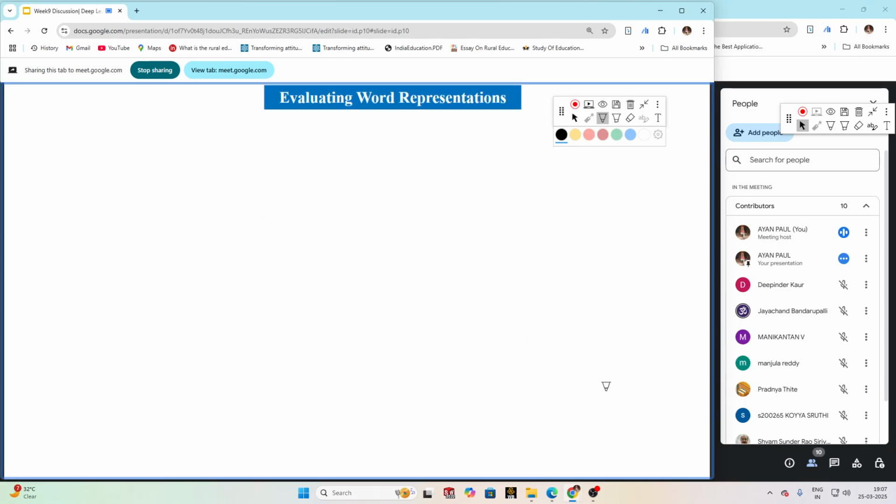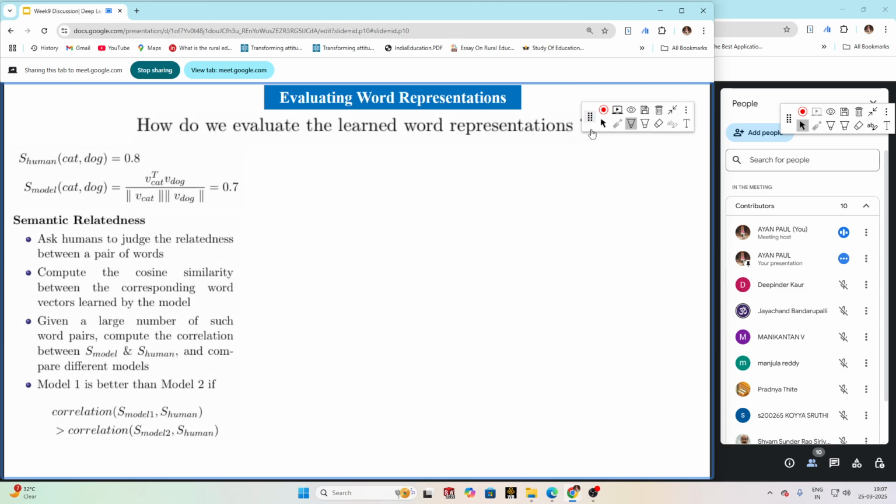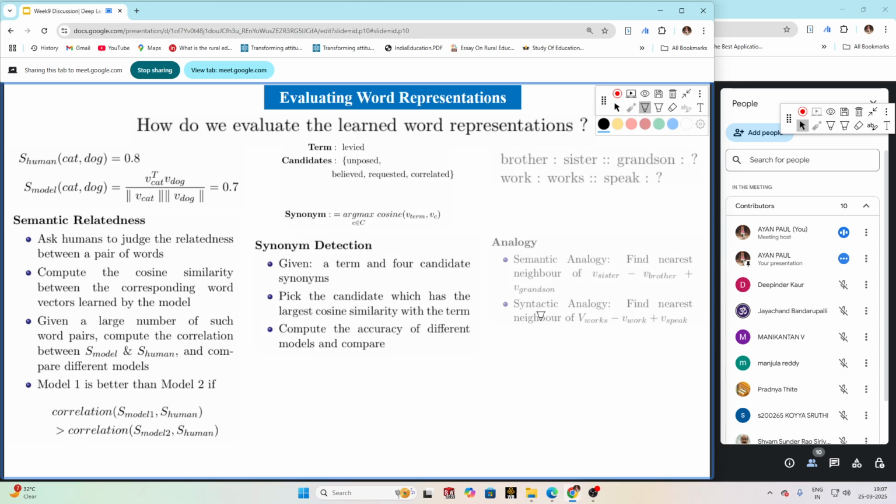Okay, and then we have something called evaluating word representation. We have now formed our model, so how can we evaluate it? We can evaluate our model based on three tasks. One is semantic relatedness. What does semantic relatedness mean? Semantic is something related to the meaning of words. Like cat and dog: what is the cosine similarity that our model predicts for cat and dog? That is 0.7.